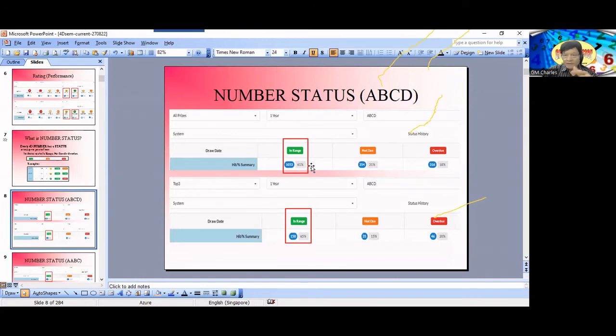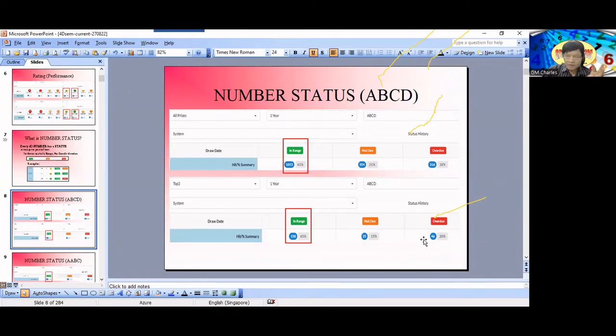So you look for number, as I said earlier, all prices in range. And for top 3 prices, in fact, it is also in range that has the most, 65%, followed by NotDue, 15%, followed by OverDue, 20%. So in range is the first priority when you choose a number. When you look at number status, look for in range first, because it has a 60 to 65% hit rate, whereas NotDue and OverDue is only 15% to 20% hit.